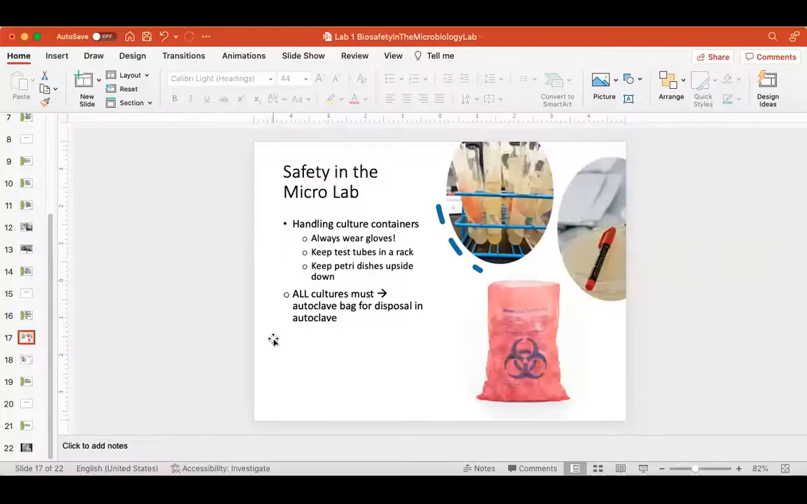When we're finished with culture containers, all of them have to go into this instrument called the autoclave. The autoclave is going to use heat and pressure to sterilize and kill all of those microbes so that we can dispose of them safely in the trash. Autoclave bags are specially made. They all have this symbol on them to alert people that they contain potentially biohazardous material. These bags get filled up with old culture containers. They go into the autoclave and they get sterilized before they are disposed of.